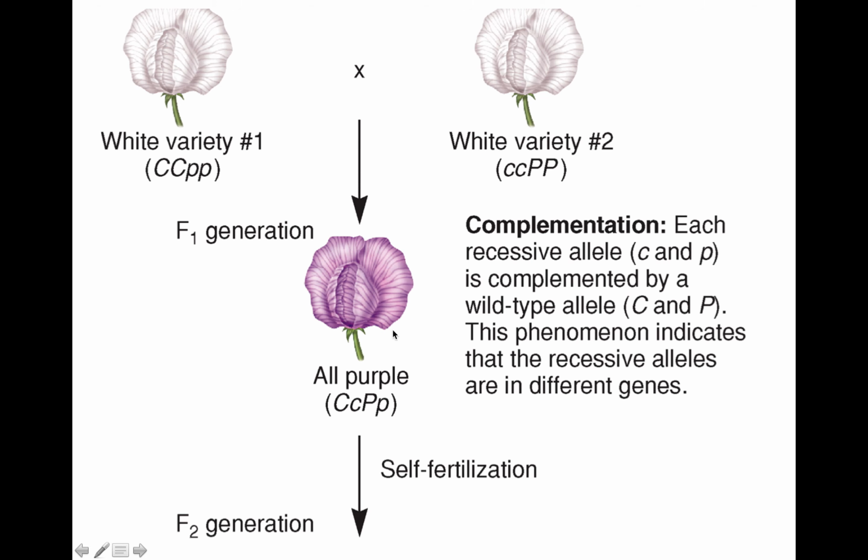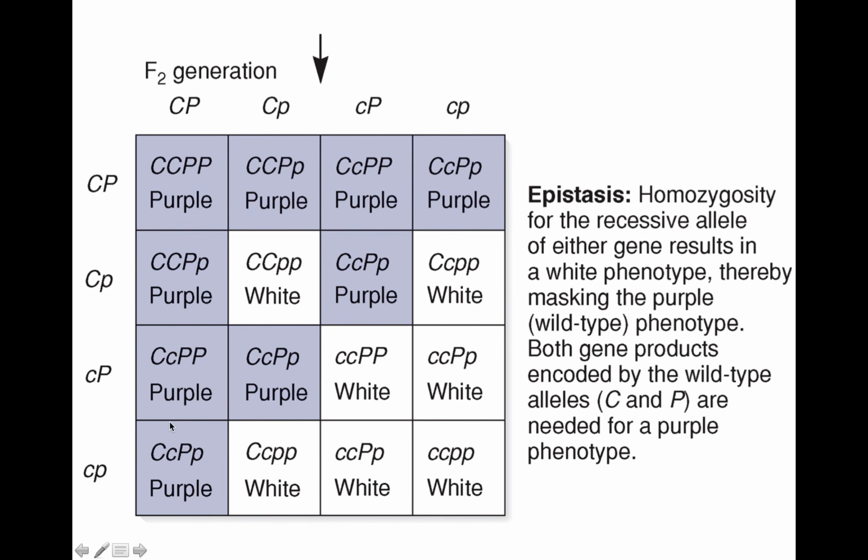Okay, so what happens if you take this flower and self-fertilize and raise some plants of the F2 generation? What you end up with is a ratio that is not 9 to 3 to 3 to 1. You end up with either purple or white flowers. Epistasis shows that homozygosity for the recessive allele of either gene results in the white phenotype, and that masks the purple phenotype. So both gene products encoded by the wild type alleles are needed for the purple phenotype.